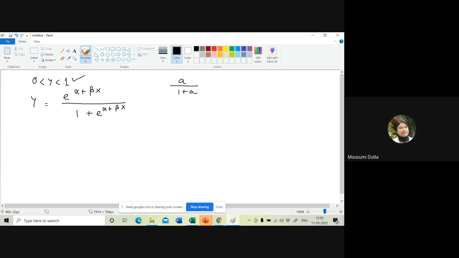So this particular format is basically the format of a logistic distribution. Normal distribution, so logistic distribution. This is logistic.